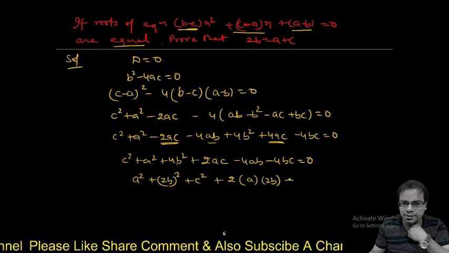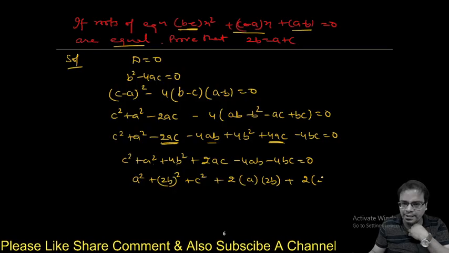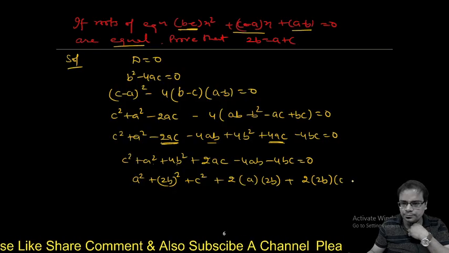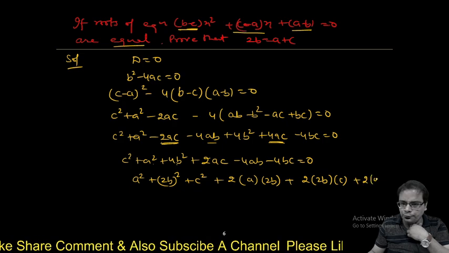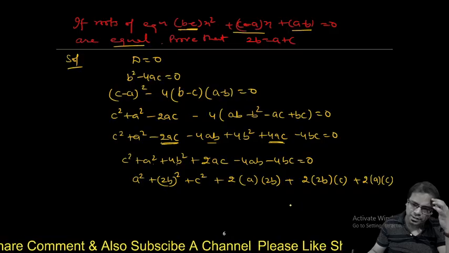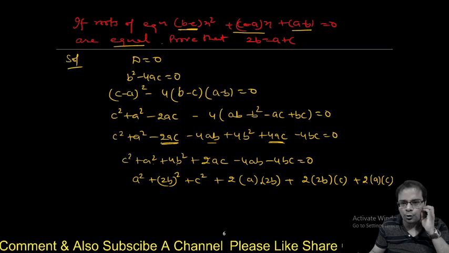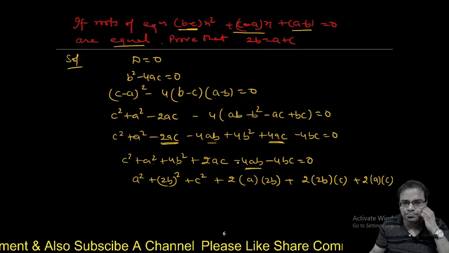Second term, that is 2b. Similarly 2 into second term into third term. And then 2 into first term into last term. We have to just arrange that as 4ab, and that 4ab has a minus sign.